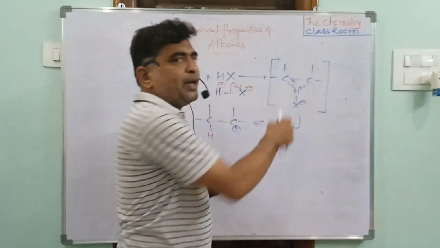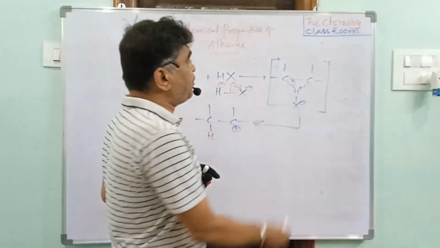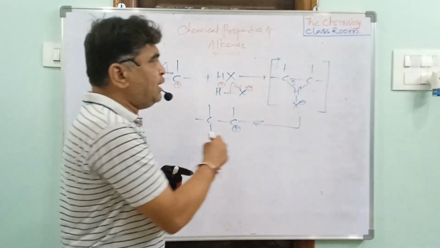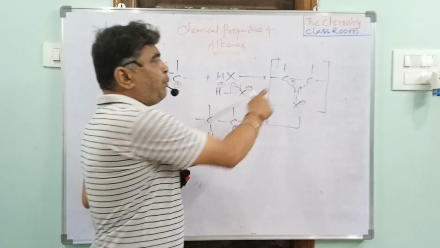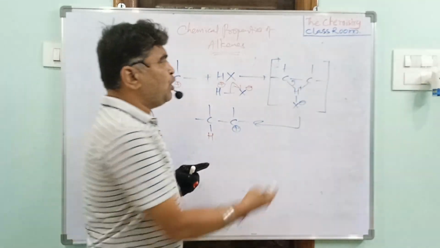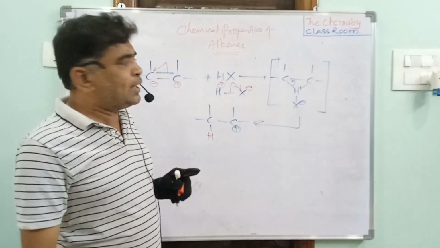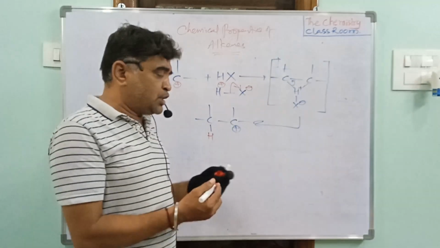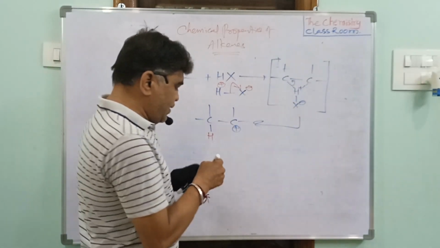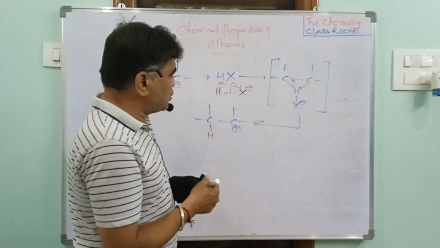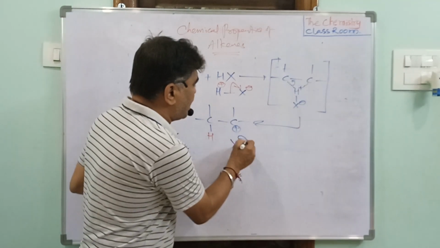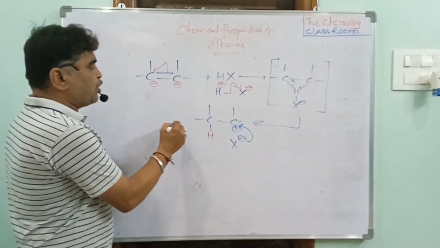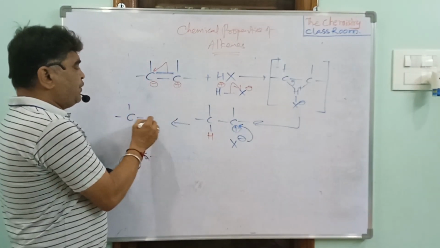Initially we are getting one intermediate, the unstable intermediate. The pi cloud electrons are completely moved towards one carbon. That carbon is getting negative, the opposite carbon is getting positive. So the H plus ion is added to one carbon, and the opposite carbon is getting a positive charge. When it has a positive charge, the halogen has the negative charge. So this halogen is attracted to this carbon. So automatically the halogen is added to this carbon. And you see what you are forming, the compound.